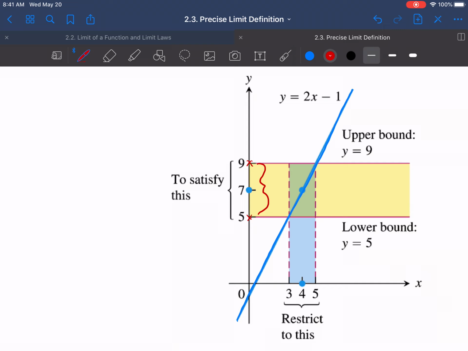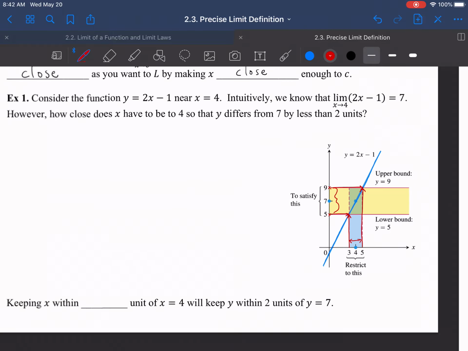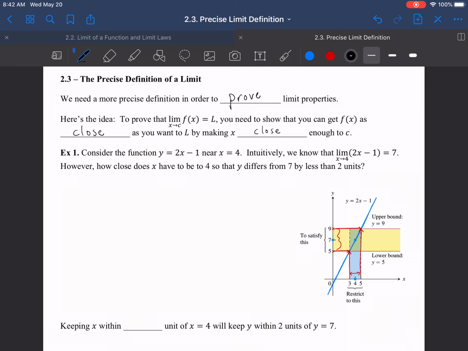And if we do that, we can come across and see that to get a 5, we're going to have a corresponding 3 for that. And to get a 9, we're going to have a corresponding 5 for that. And so in this case, anything in between 3 and 5 that we plug in for x is going to give us an output value between 5 and 9, which would be what we wanted. So that's looking at it graphically. But what if we look at it algebraically, mathematically? So let's take a look at this.